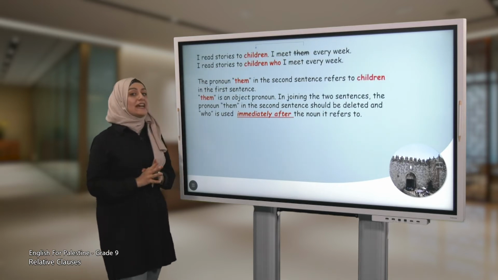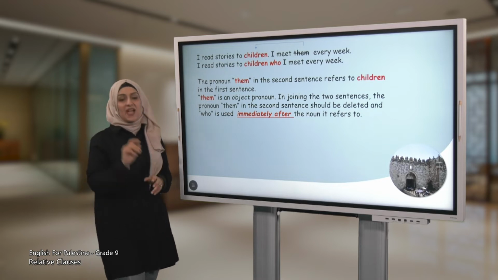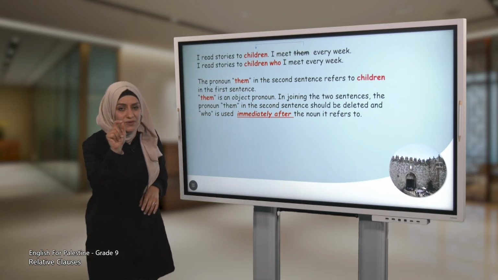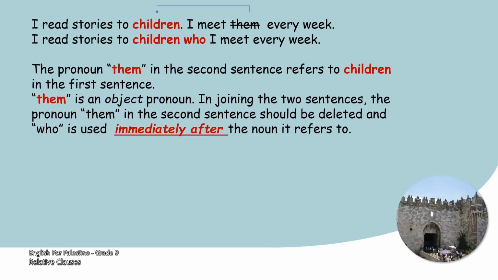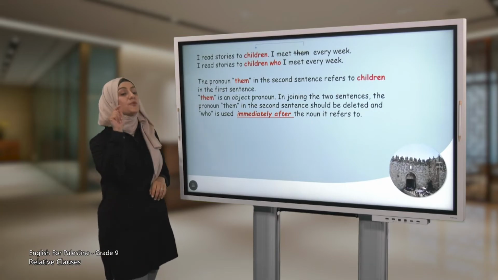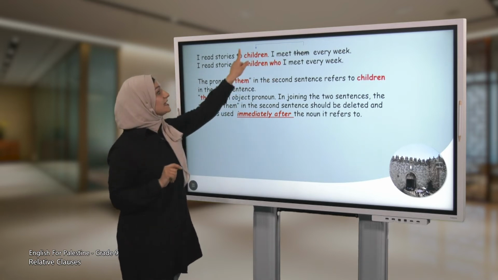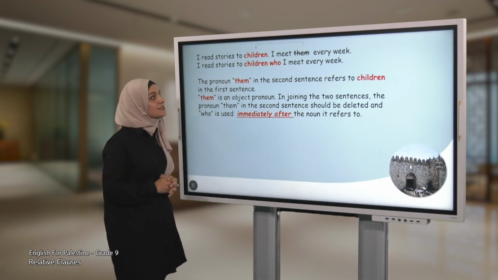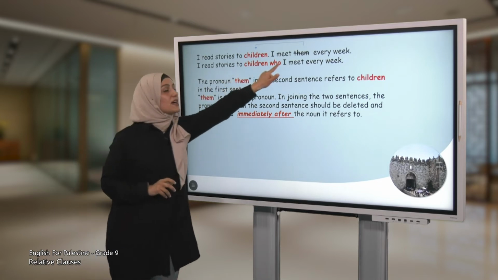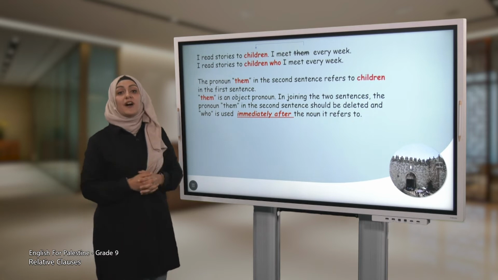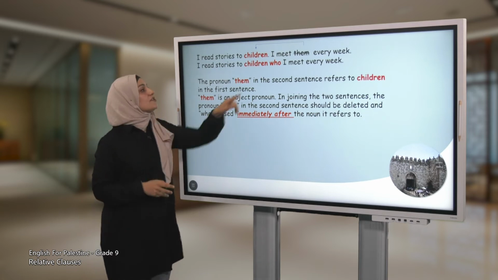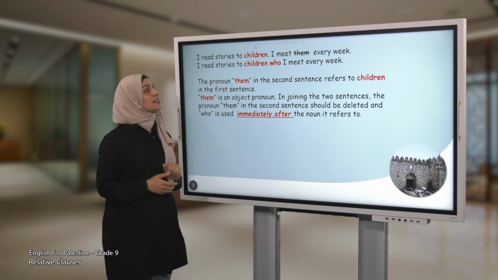Now let's look at a different example. I want you to try to notice the difference in this example. I read stories to children. I meet them every week. First of all, identify the pronoun in the second sentence that refers to the first sentence. It is the pronoun them. Now we should identify its reference. Them refers to children.